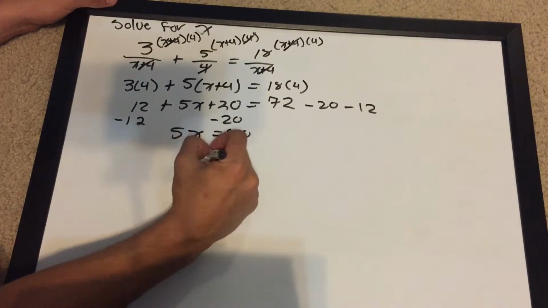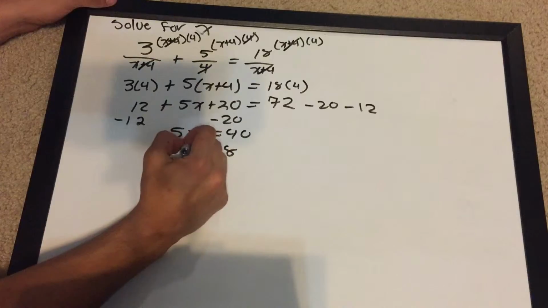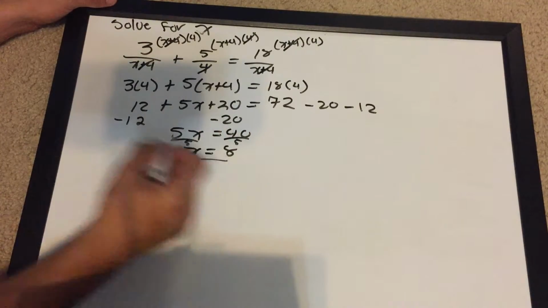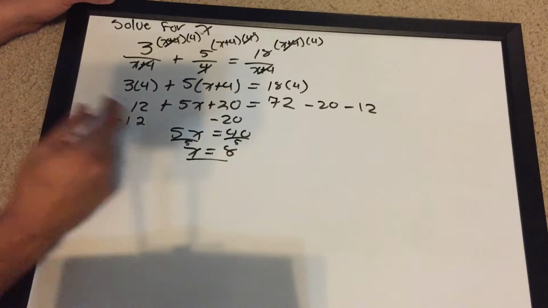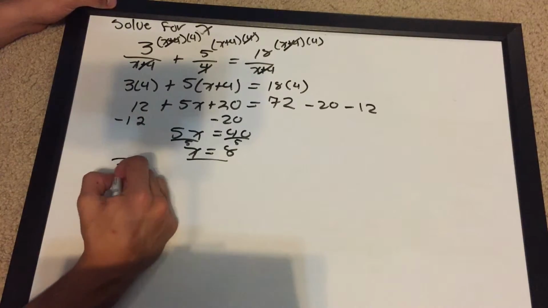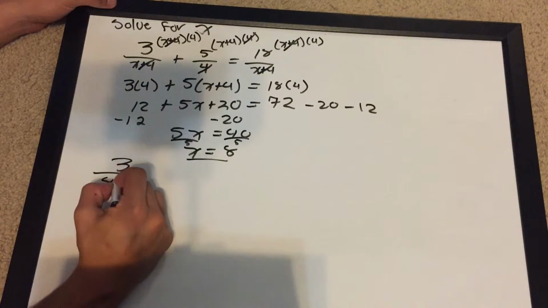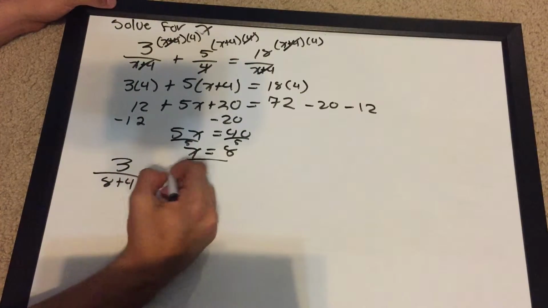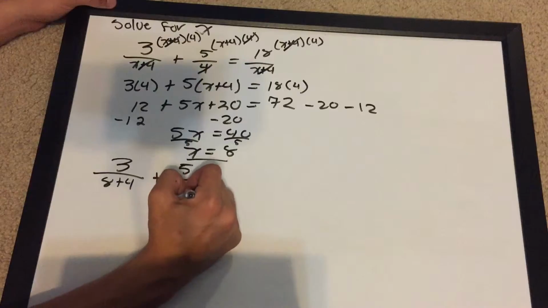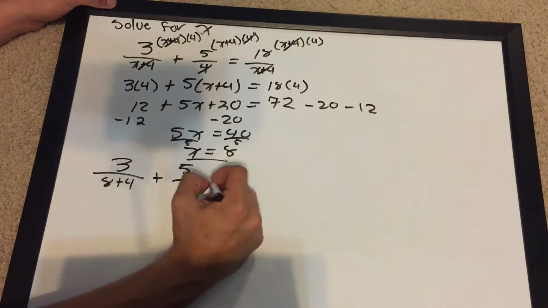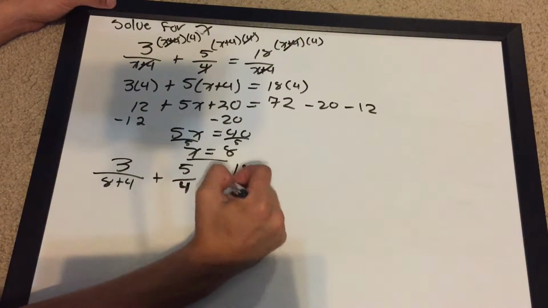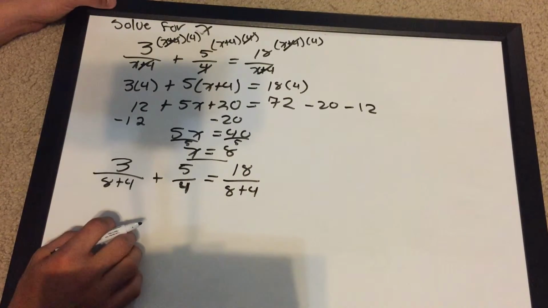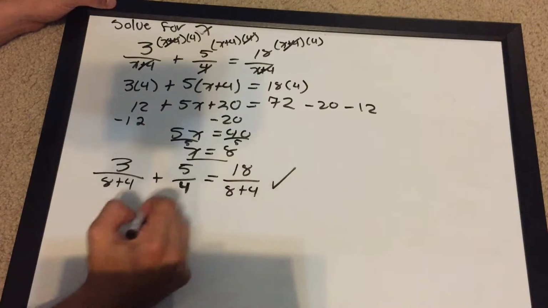Now you're going to divide by 5 to get x equals 8. You're going to put in the 8 where the x is in the equation. As you can see, it does not make 0, so it will not be an extraneous solution. Here you can see the equation is true.